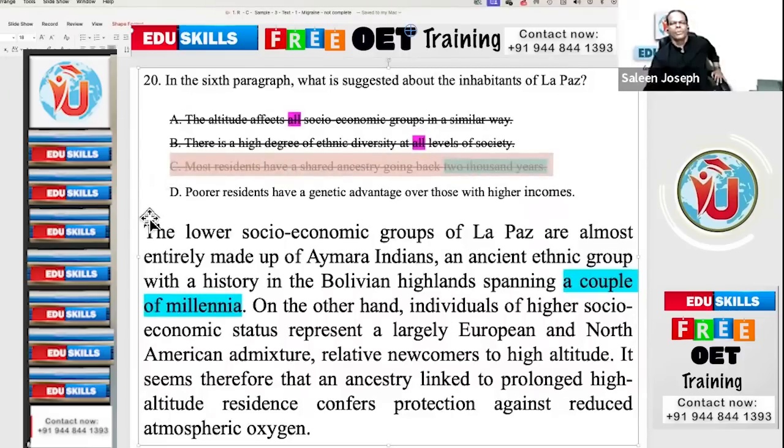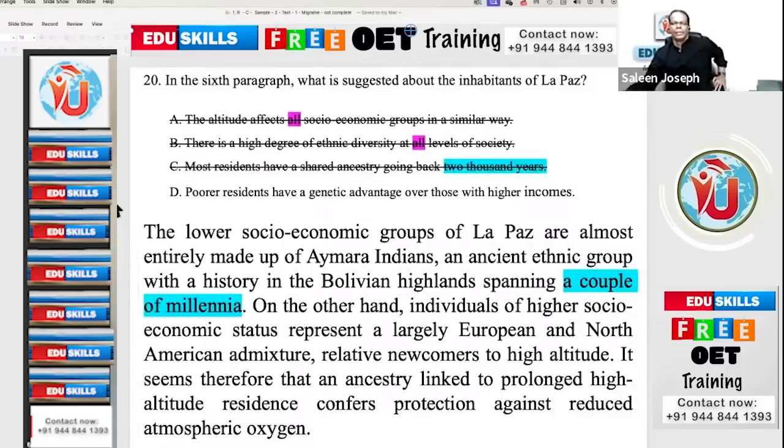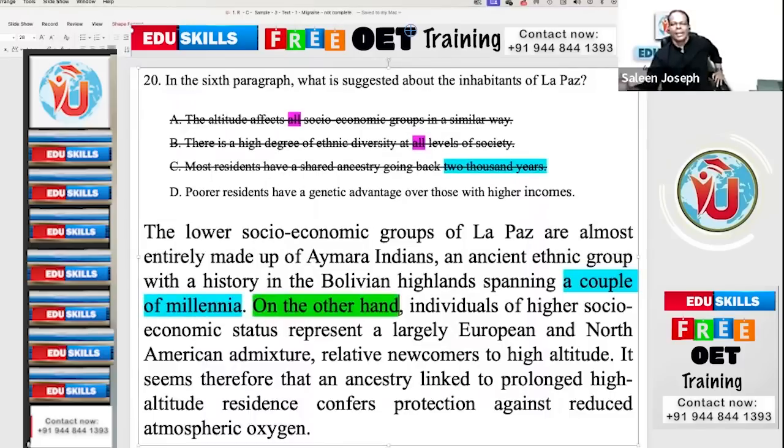Okay. Most residents have a shared... On the other hand, what is that? Sequential expression, next idea, which means whenever there is another idea, sequential expression, the answer will definitely happen after the sequential expression, not before that. Okay, that's the principle. Keep writing down these principles. Remember as you scan through and get these ideas.